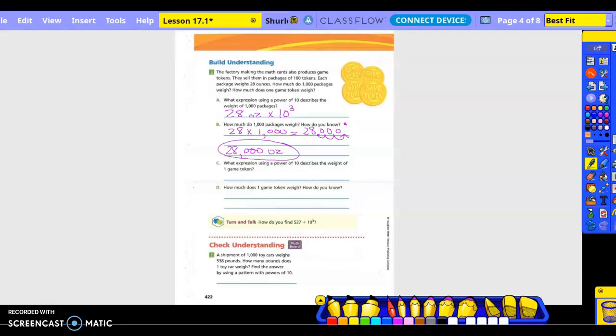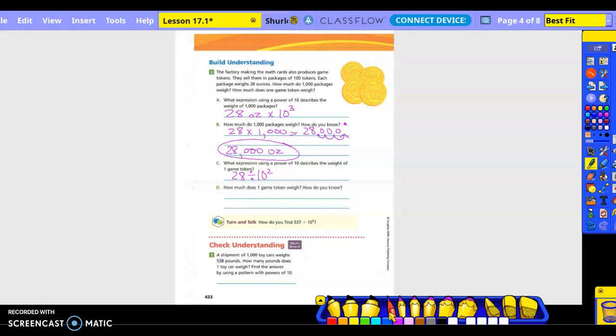So what expression using a power of 10 describes the weight of one game token? So one whole package is how much weight? 28, right? 28 ounces. Now, am I multiplying? No, because that's what a whole package is that holds how many tokens? 100. So divided by, and they don't want 100, they want an exponent of 10. 10 to the second power because I have 2 zeros, right?